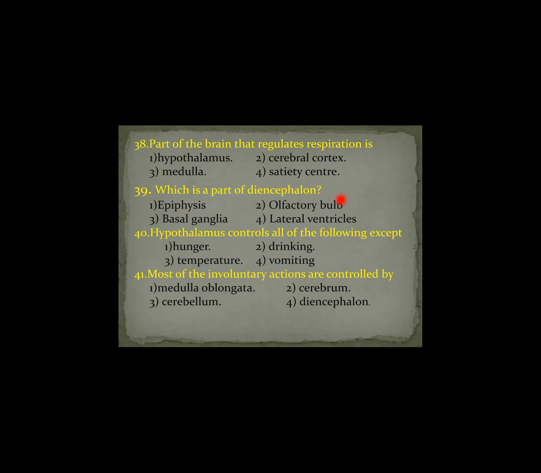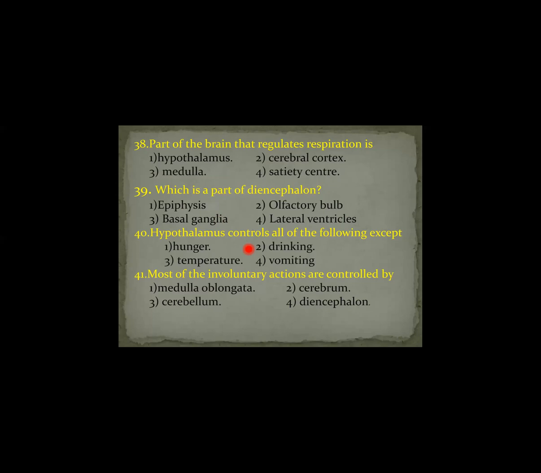Olfactory bulbs are a part of the forebrain. Basal ganglia are a part of the cerebral cortex; basal ganglia are a group of nuclei which are scattered in the cerebral cortex. Lateral ventricles, the cavities present in the cerebral hemispheres, are called lateral ventricles or paracoels. So which is the part of diencephalon? Epiphysis or pineal gland is the part of diencephalon. Pineal gland is called epiphysis, whereas pituitary gland is called hypophysis. That you remember. Next, question number 40.